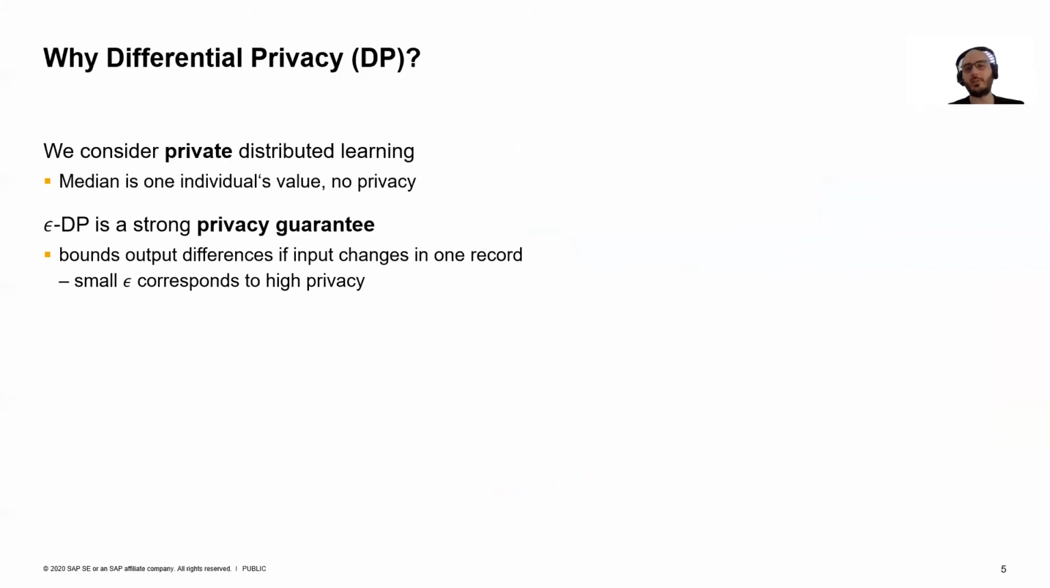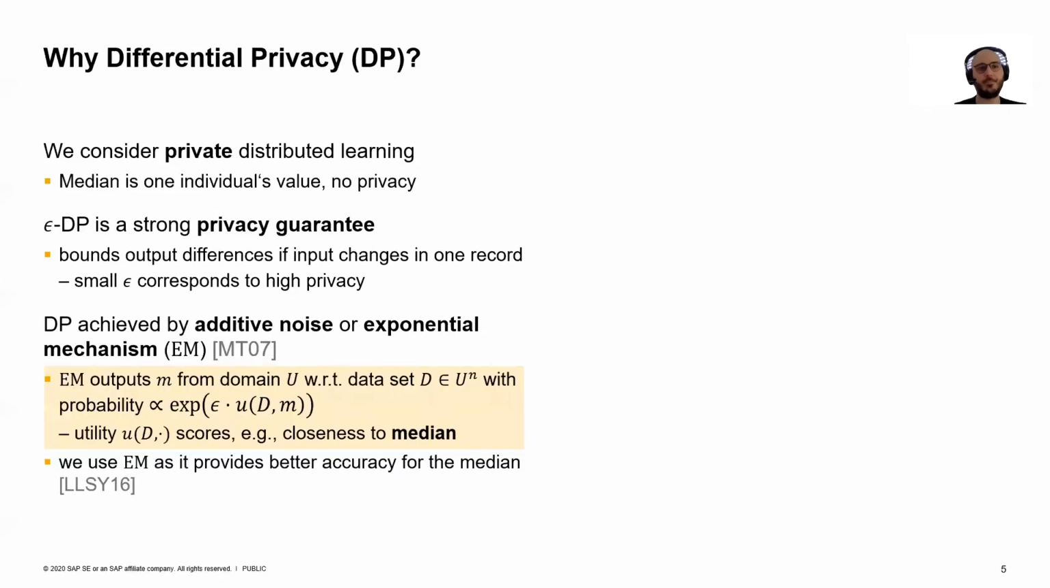Why are we using differential privacy? Well, we are considering private distributed learning, it's already in the name, and the median is one individual's value. There's no privacy, no aggregation even, as with some kind of sum statistics. And differential privacy is a strong privacy guarantee deployed by industry partners, and it bounds output differences if the input changes in one record. And a small epsilon corresponds to high privacy.